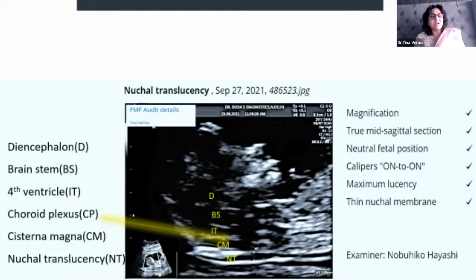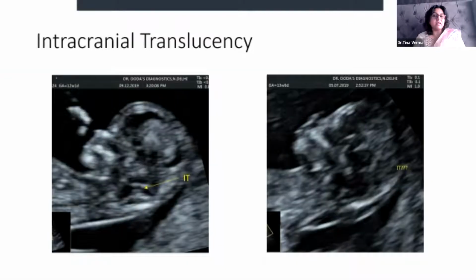Now, I'll just ask you to remember one important thing in this, apart from NT and nasal bone, that is the intracranial translucency. Let us see how it is actually seen. If we see here, this is the normal NT image. We can see 3 black lines here.